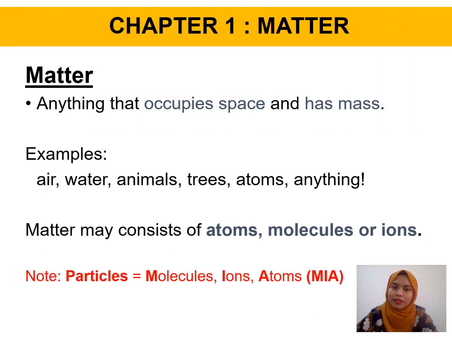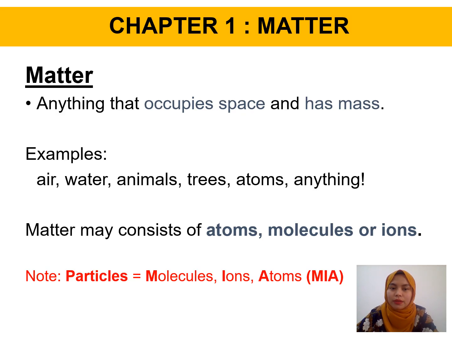So what is matter? Basically, matter is anything that occupies space and has mass. For example, we have mass and we occupy space as well. So that means we are matter too. Other examples are air, water, animals, trees, atoms, or anything that occupies space and has mass.